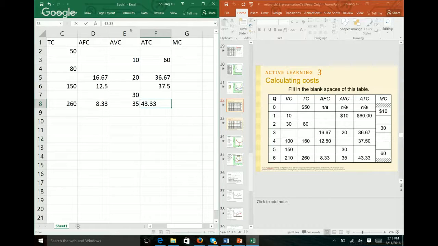43.33. Now, the marginal cost: 10, 30, 60. All right, so let's finish this table.